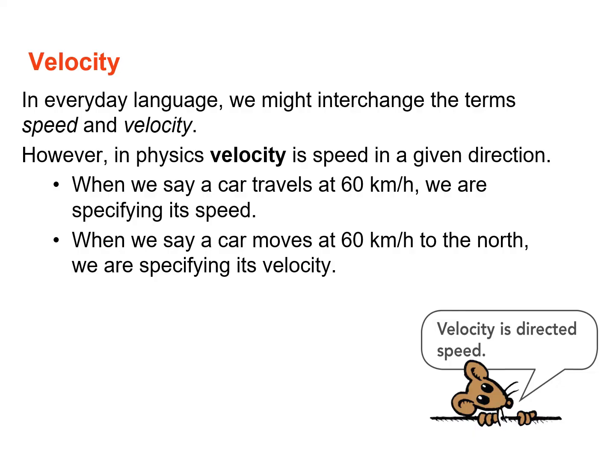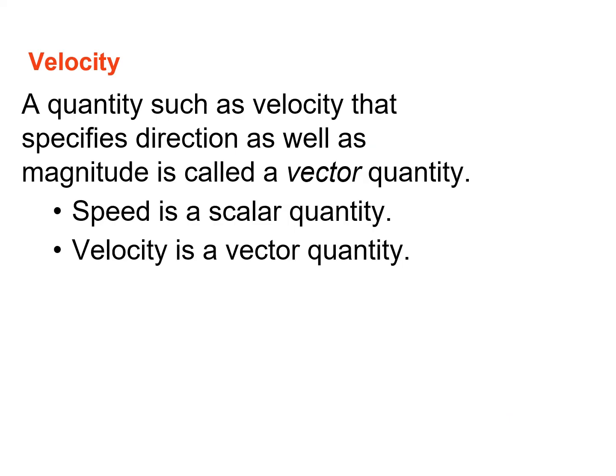We say that a car travels at 60 kilometers per hour. That's speed. If we say 60 kilometers per hour to the north or past our house or some other direction, then we are specifying its velocity. Now you might think that's a very fine distinction that makes hardly any difference. However, it makes a huge difference.